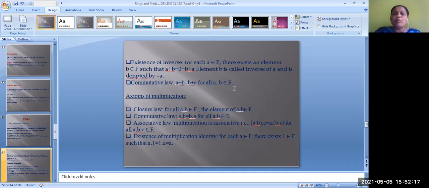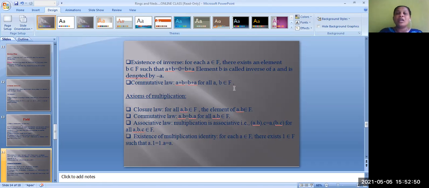See here, the same properties we have to use, but here with respect to multiplication, we have one more property in the multiplication axioms. But in the addition axioms, both are the same. Rings and fields are the same. Okay. See here, axioms of multiplication means properties of multiplication. We are going to find closure law: A into B belongs to F, A, B belongs to F. And commutative law: A into B is equal to B into A for all A, B belongs to F.